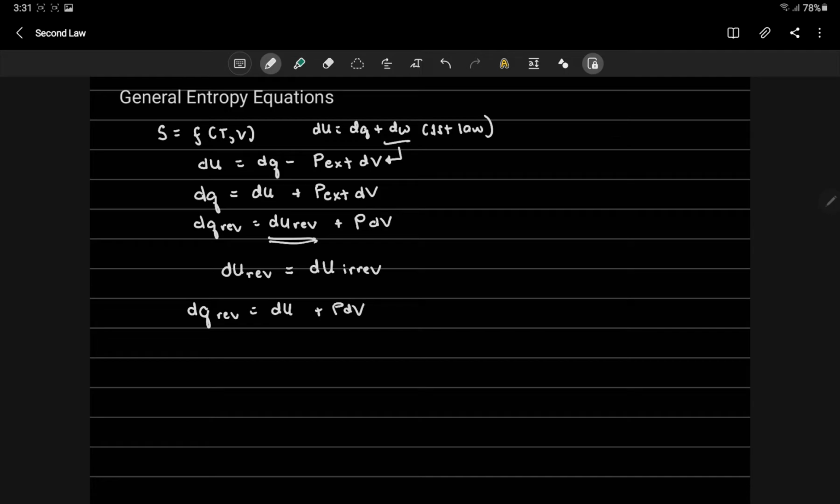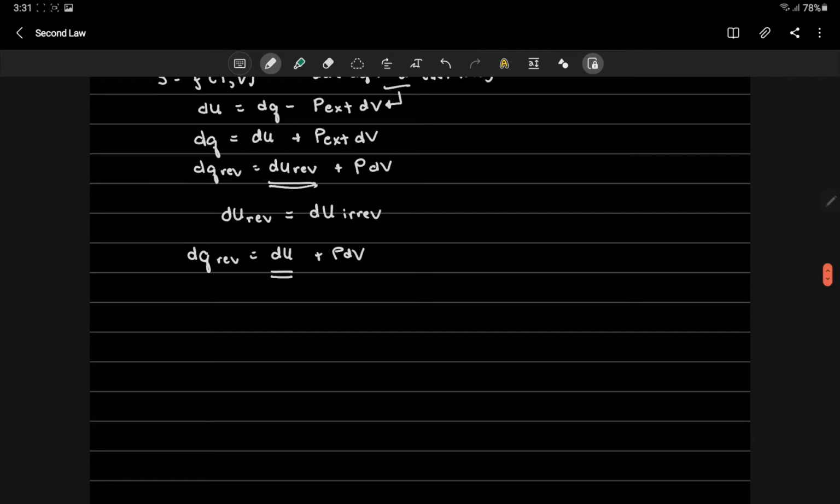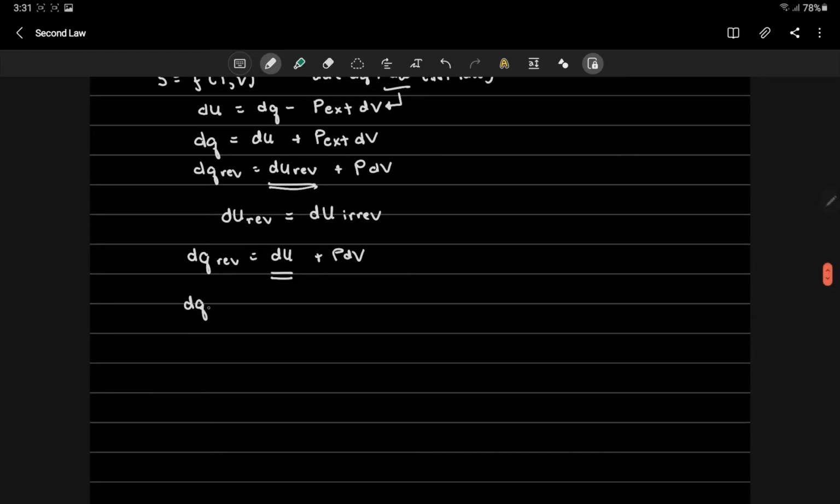Now, what happens next? Remember that dU, or change in internal energy, we have an expression for that already, which we derived in our first law mechanics. So, I will just substitute that expression into our equation now. So, dq rev equals what? What is dU equal to? Remember, dU is Cv dT, right? dU is equal to Cv dT.